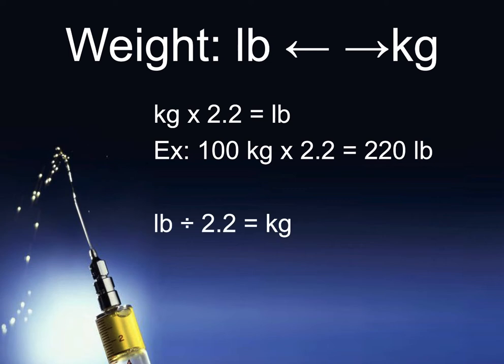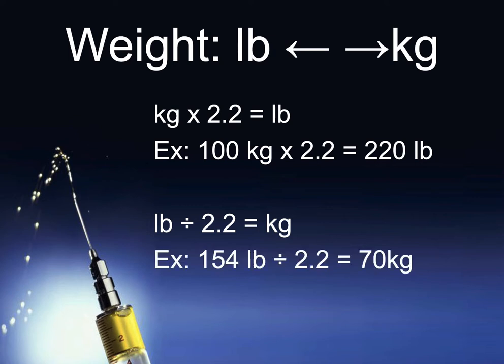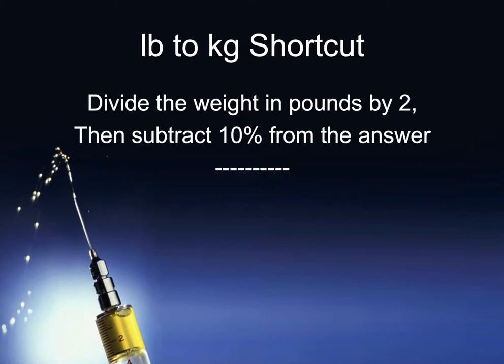You can also get to the same thing by taking the pounds of your patient and dividing it by 2.2 to get the kilograms. For example, a 154 pound patient divided by 2.2 is 70 kilograms.